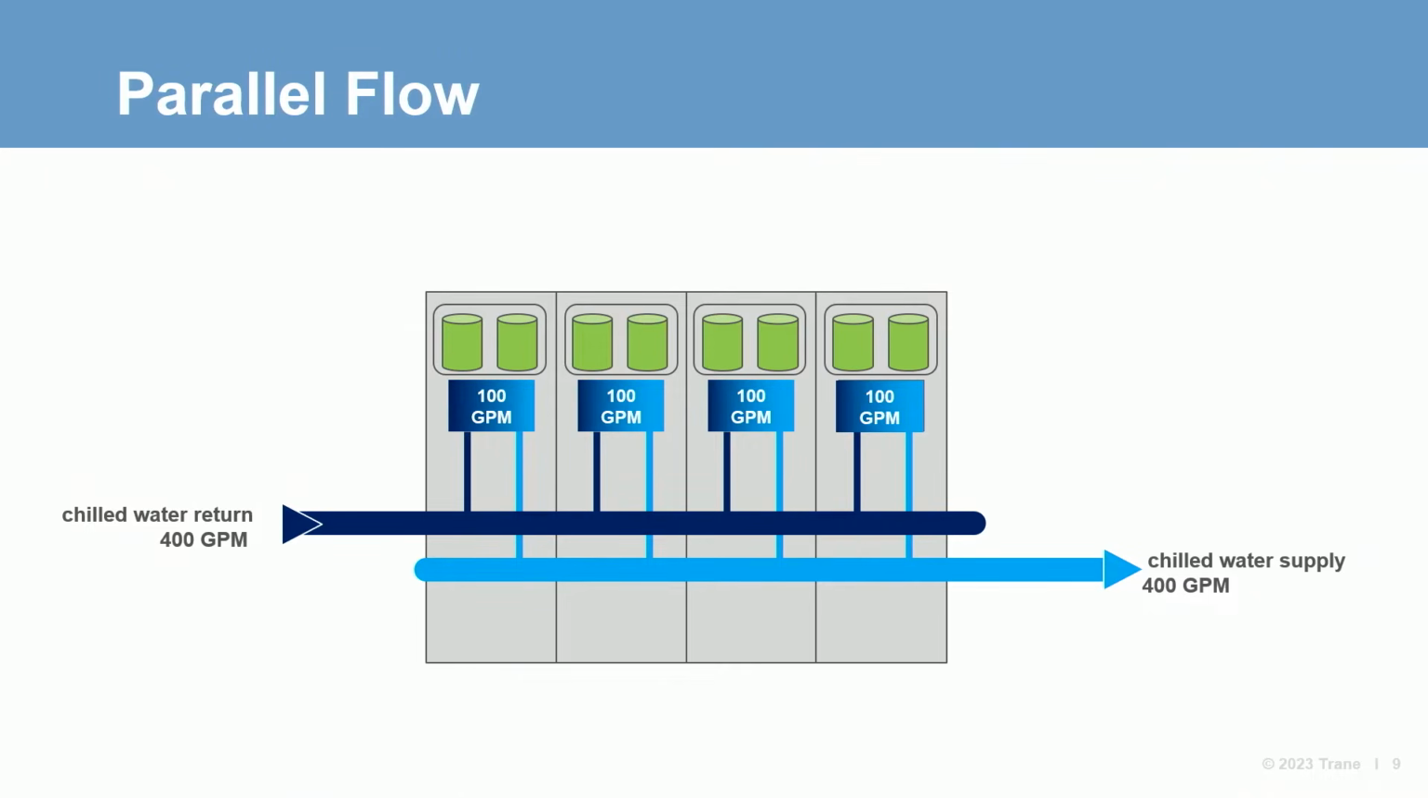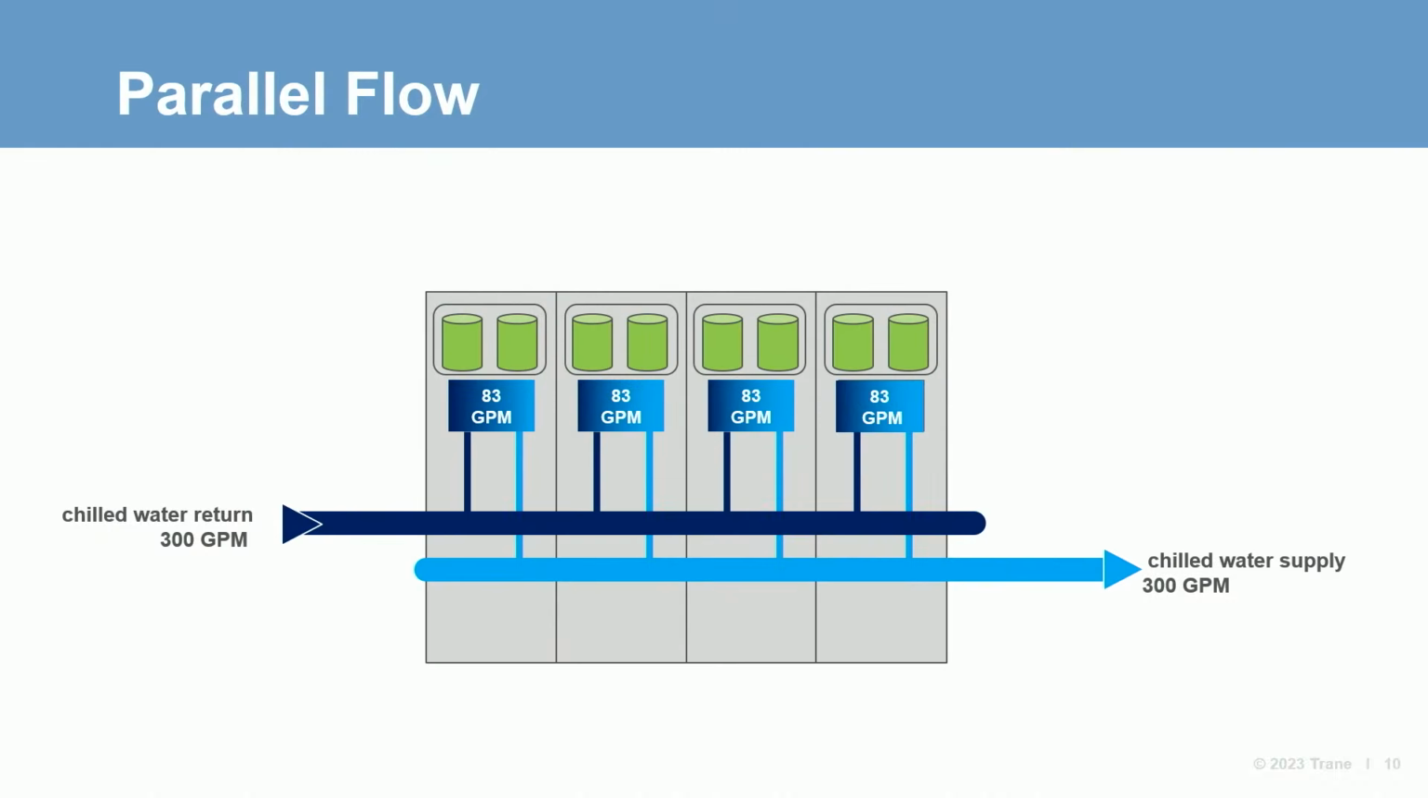At design, the system flow is 400 GPM. Each module presents the same pressure drop to the header. Therefore, each module sees 100 GPM fluid flow. Now we assume the system flow has dropped to 300 GPM. Each module now receives only 83 GPM. The takeaway is module flow is always proportional to flow through the chiller.